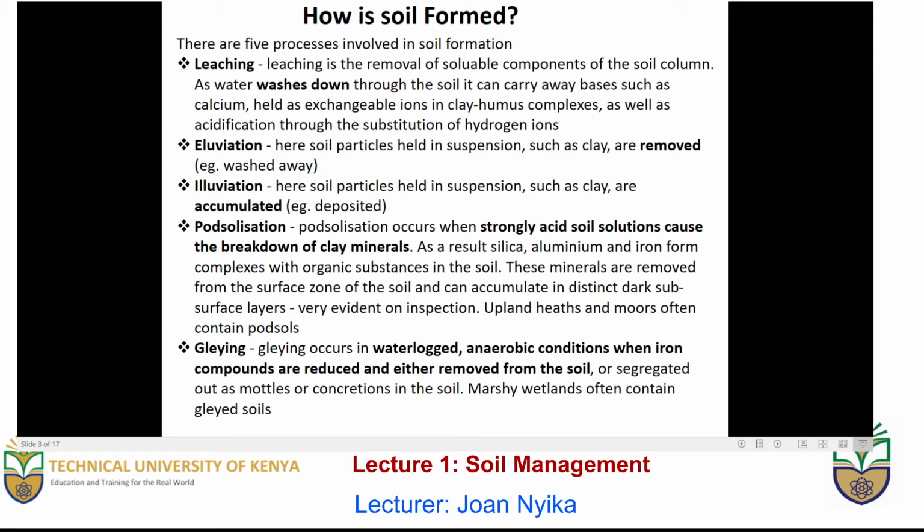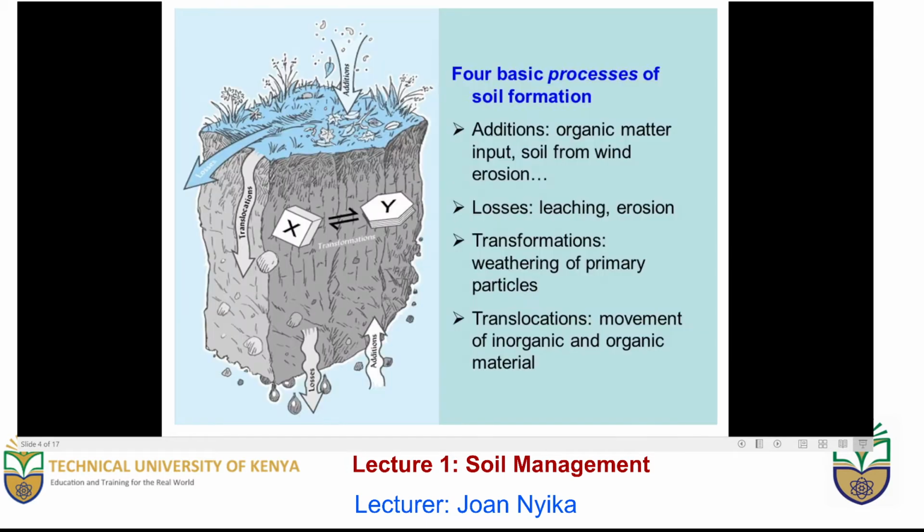The last procedure is what we call gleying. Gleying usually is what defines the color of waterlogged soils that are found in areas that are flooded or marshy. This is as a result of anaerobic conditions that enhance the reduction of iron compounds, and therefore the soils tend to blacken.